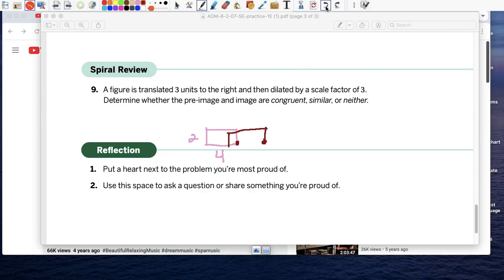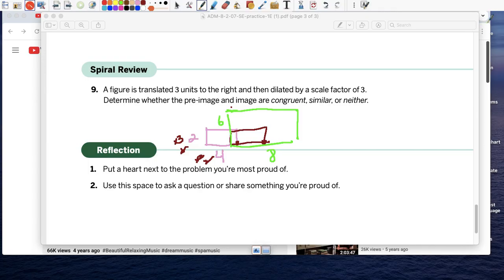So the rectangle moved 3 units to the right. And then they used a scale factor of 3. What does that mean? Multiply 2 times 3, multiply the 4 times 3. So now, after a dilation, this side here, our height, is going to be 6, and our length here is going to be 8.